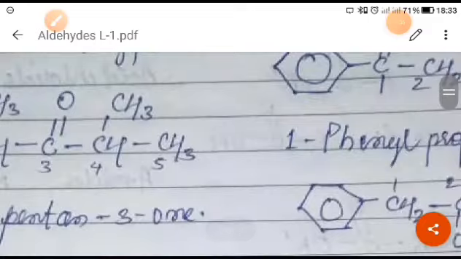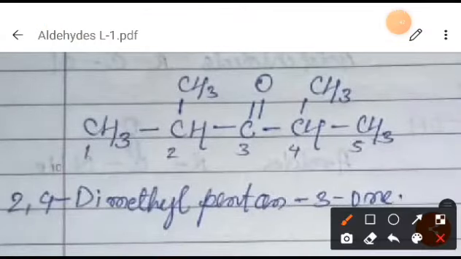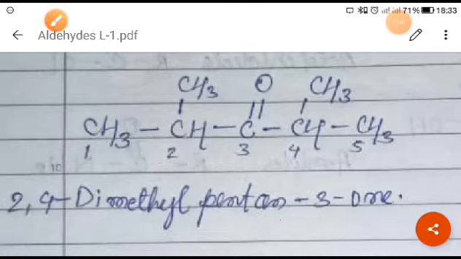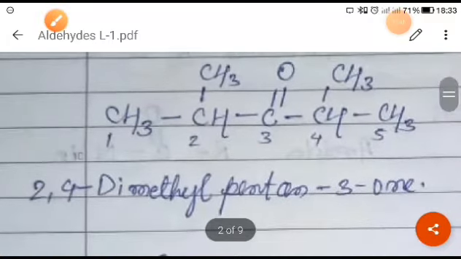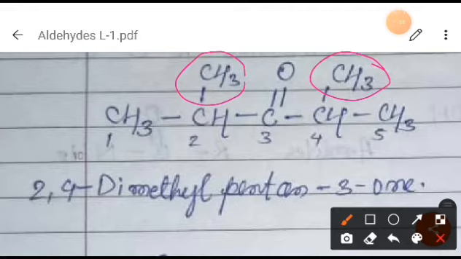Now next we will see an example of this. So how will we number this? We will number like this: 1 2 3 4 and 5, okay? So 5 carbon means pentane, right? As you can see, in the second position a methyl group is here, and in the fourth position a methyl group is here, right? So what will we write? 2 and 4, in the second position and fourth position methyl is there, right?